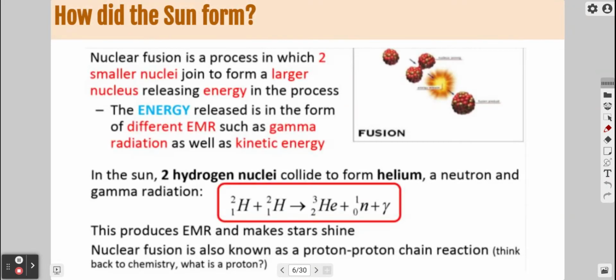All right, so how did the sun form? All right, so I just realized I have the same slide. We've already gone over this material. But basically, it's the reminder of the nuclear reaction that's inside the sun, which is what's producing the electromagnetic radiation that's giving off all that energy from the sun or stars.